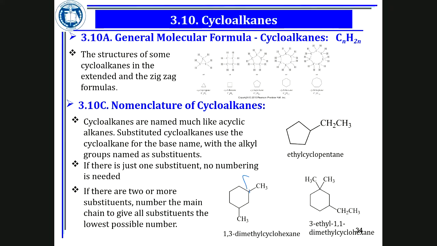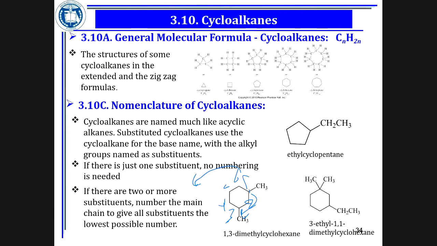Now, which way should I go? Should I go to the left or should I go down here? I have to move in a direction that is going to take less distance to the next branch. So if I start carbon 1 here, this is going to be carbon 2, carbon 3, 4, 5, and 6. So we have to go down, clockwise. Yes. So we have 2 methyl groups. One is going to be on carbon number 1, and the other one is going to be on carbon number 3.